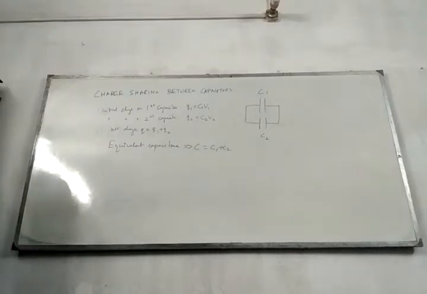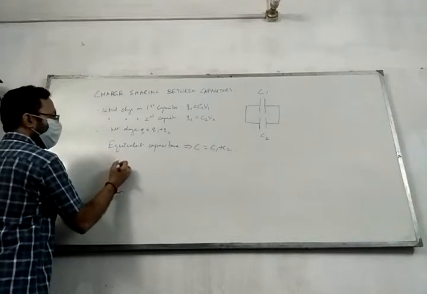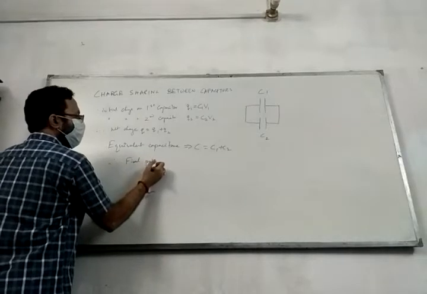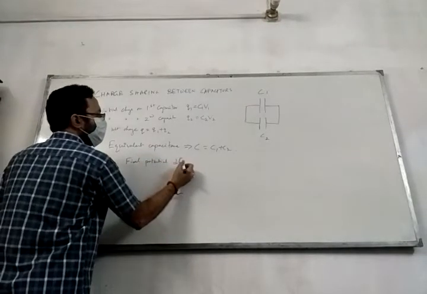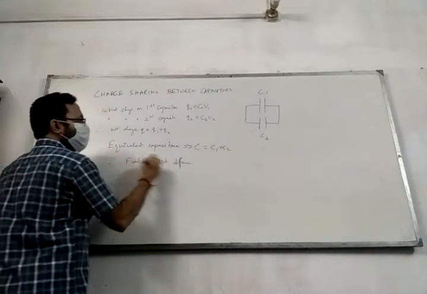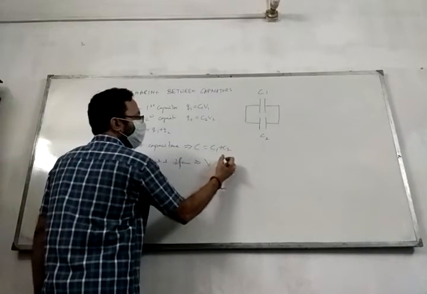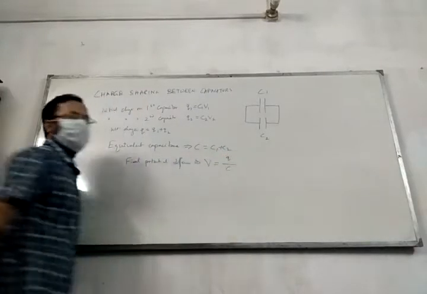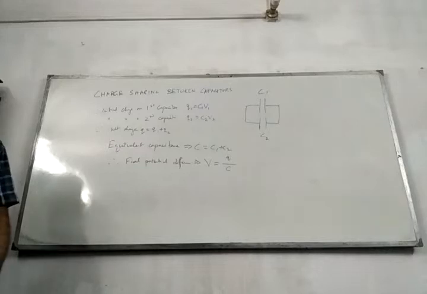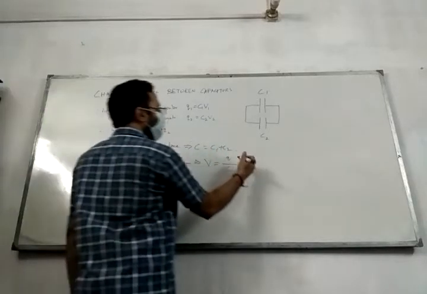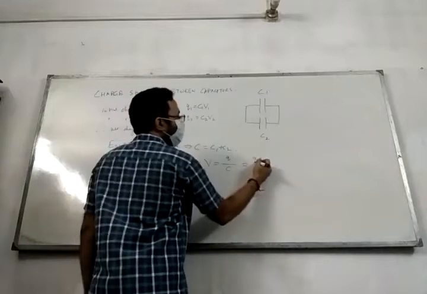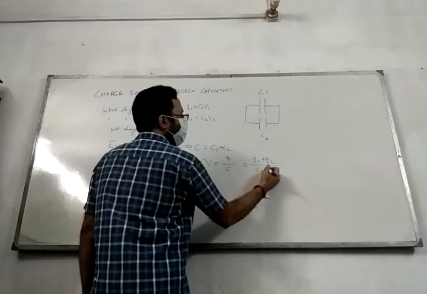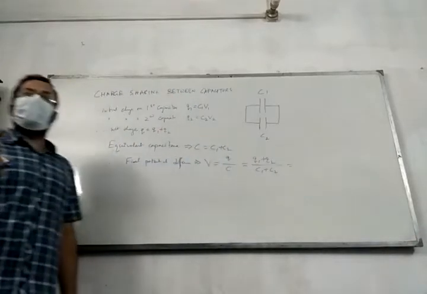So can you find the equivalent potential now? How do you find the potential? Therefore, V, the final potential difference, is equal to Q by C. Q is equal to CV, so V equal to Q by C. Q is Q1 plus Q2, and C is C1 plus C2.